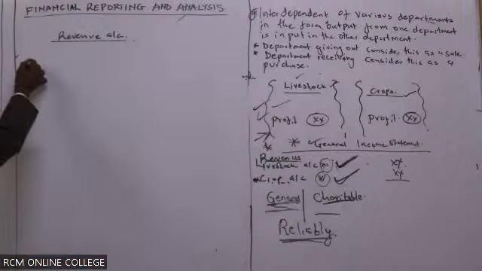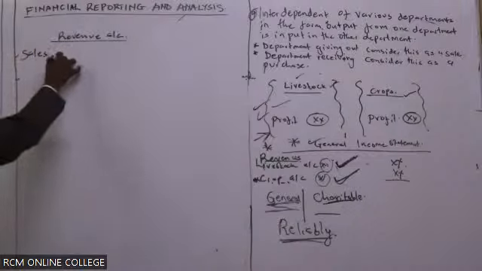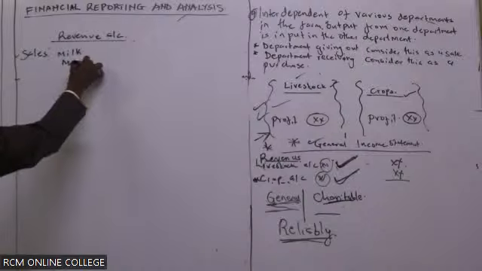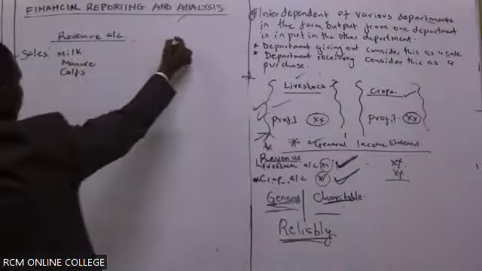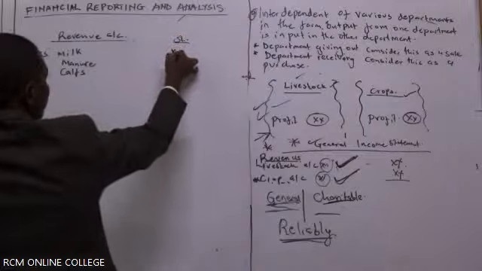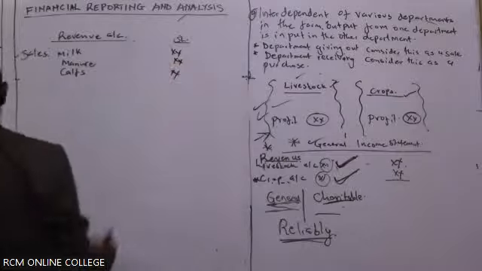So you will have sales. You can combine all these: milk, manure, calf. This one is for livestock. Milk, manure, calves. Sale. They sold these.